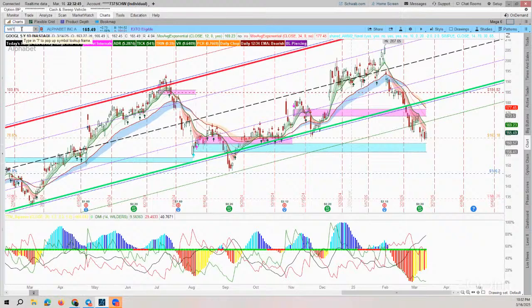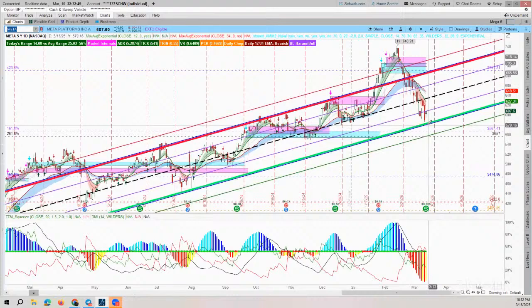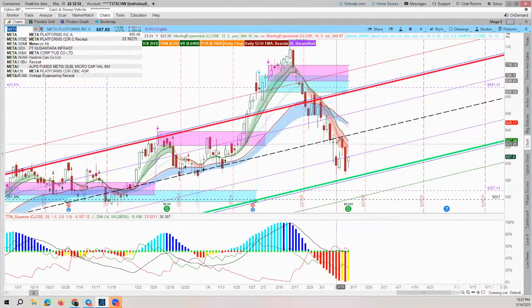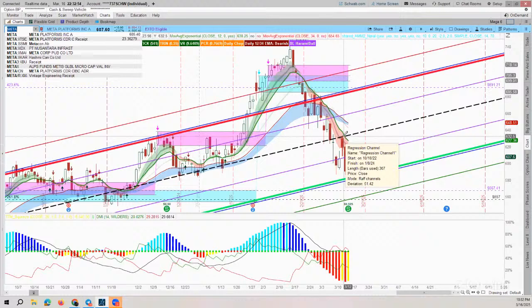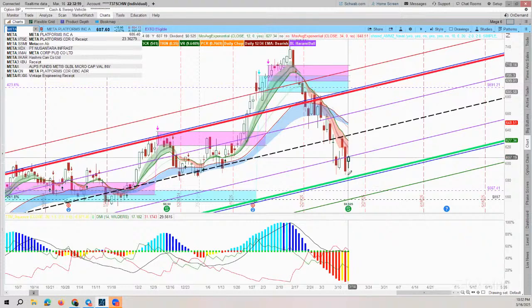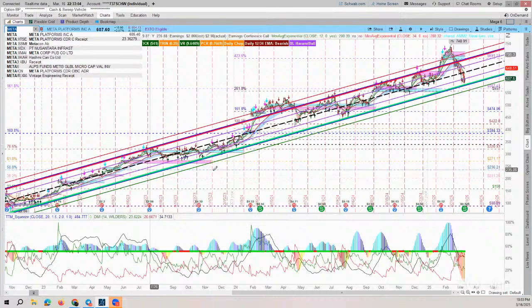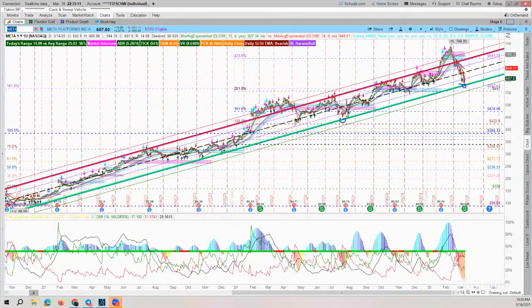Then we have Meta. I tried Meta a few days back and it gave back really badly, from the 630s all the way to the 580s. I think Meta has seen some drastic rally and this is coming to an important support. If you see right here, it came and bounced, it came and bounced. So this green line has been tested a number of times.